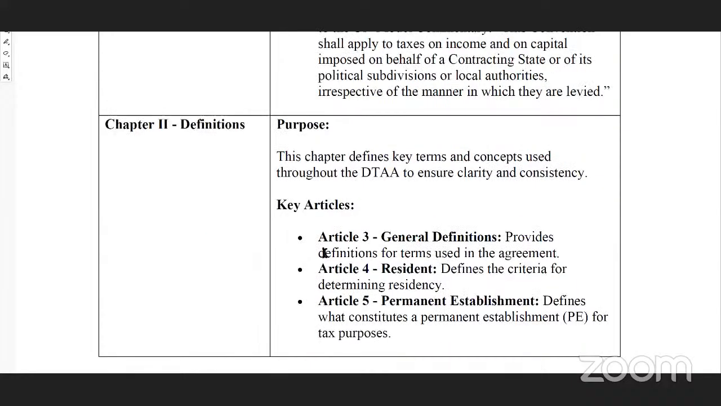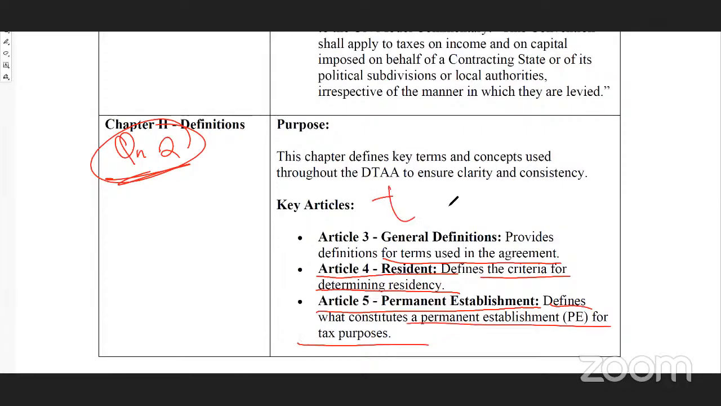The second chapter talks about definitions, and you realize that this one, I gave it to you as your question. I believe that was your question. Was it 2? Yes. That means every day, questions from this area will be coming. So Article 3 is general definitions, which provides definitions for terms used in the agreement. Article 4 is resident, which defines the criteria for determining residency. Article 5 is permanent establishment, which defines what constitutes a PE for tax purposes. And I told you, every single day, this will pop up, whether you like it or not. Makes sense? And next week, that's what we will be looking at.